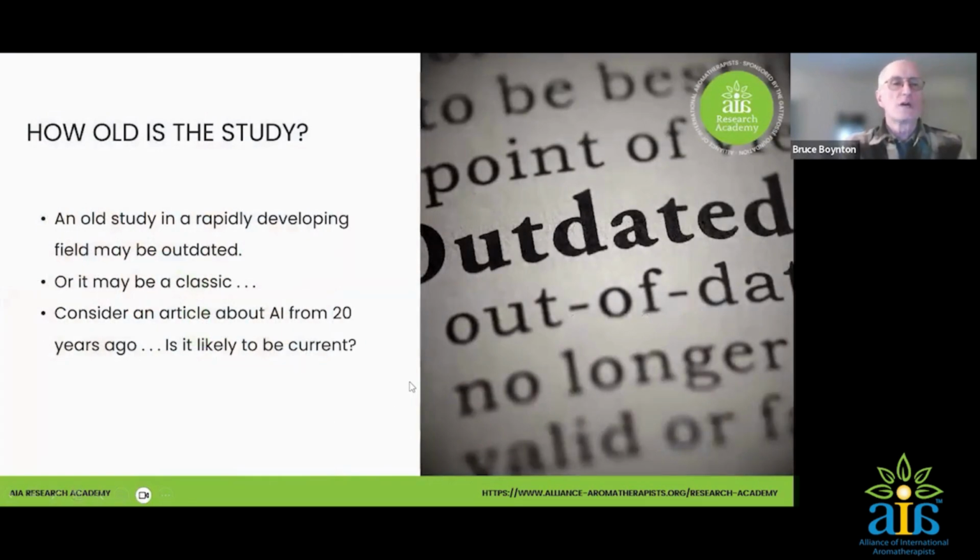How old is the study? An old study in a rapidly developing field may be outdated, or it could be a classic. But consider this. What about an article about artificial intelligence from 10 years ago? It's not likely to be current.